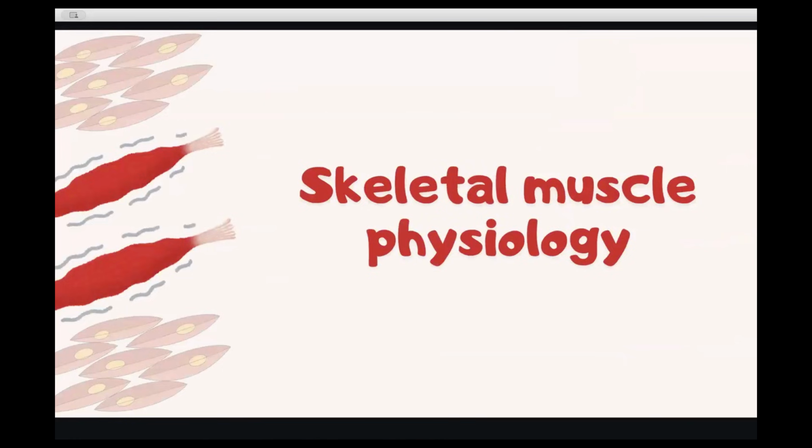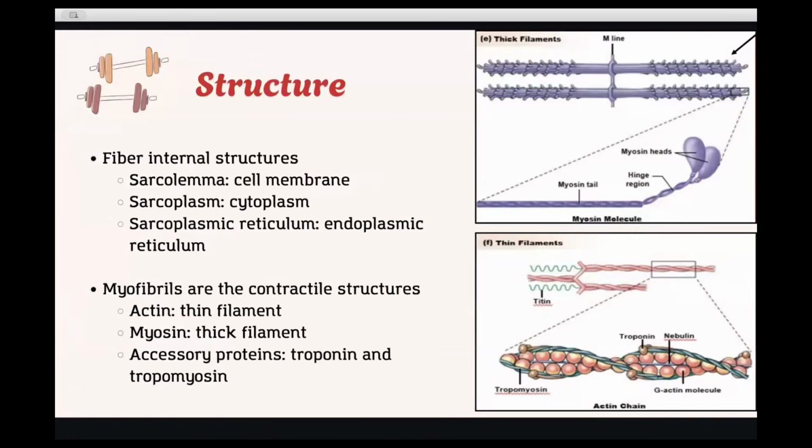Okay, starting off with the skeletal muscle physiology, let's start basic. First of all, let's understand the structure of the muscle. By now, I think most of us know that the muscle is a fancy cell that likes fancy names. So, for the cell membrane of the muscle cell, we say the sarcolemma. The cytoplasm is called the sarcoplasm. The endoplasmic reticulum is called the sarcoplasmic reticulum.